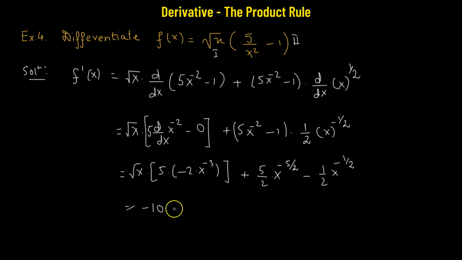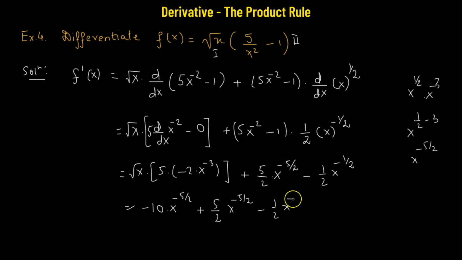So we have 10 times x, so here we have x square root of x, which is actually x raised to the power of half, and this is multiplied to x raised to the power of negative 3. So this is x raised to the power of half minus 3, which gives us negative 5 over 2. So we have x raised to the power of negative 5 over 2 plus 5 over 2 times x raised to the power of negative 5 over 2 minus half x raised to the power of negative half.